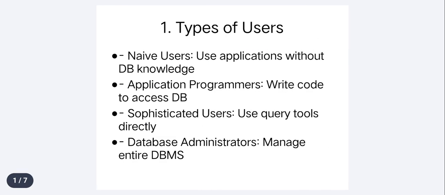Types of users. First one is a naive user. They use applications without database knowledge. Means these users interact with the database without knowing its complexity. They often use application interfaces like ATMs and web forms that hide the database operations. And second one is application programmers, who write code to access a database. These are the developers who write the code and application programs that access the database. They use programming languages and APIs to create user interfaces and logic.